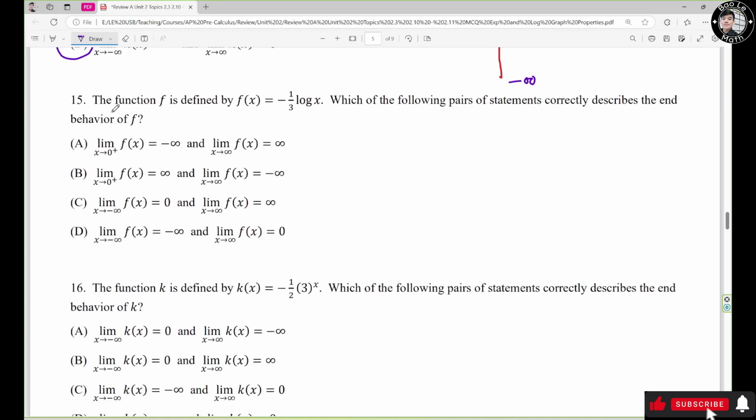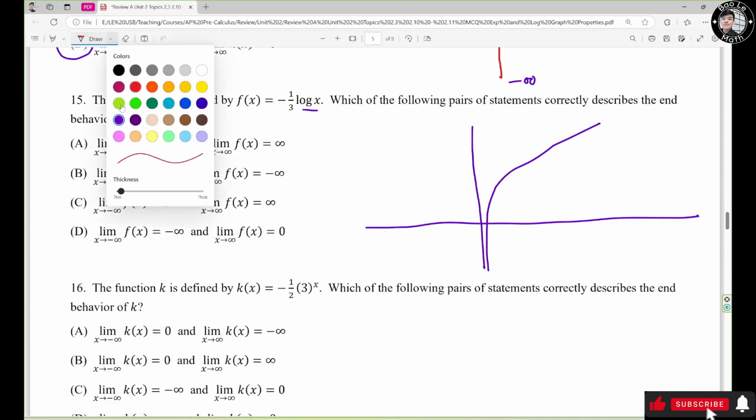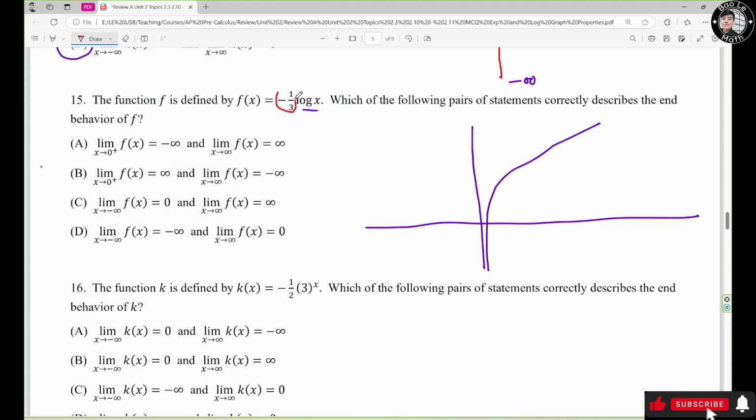Now, question number 15. The function f is defined by f of s equals negative 1/3 log s, right? Which of the following pairs of statements correctly describe the end behavior of the function f? So we need to get this one. We know that the logarithmic function is going to be something like this. Now, since you have the negative coefficient right here, which means there is a reflection over the x-axis, so it could be something like this. Now I need to eliminate the previous one.